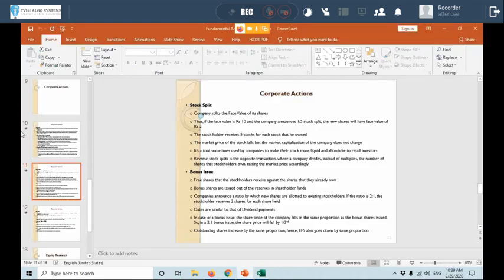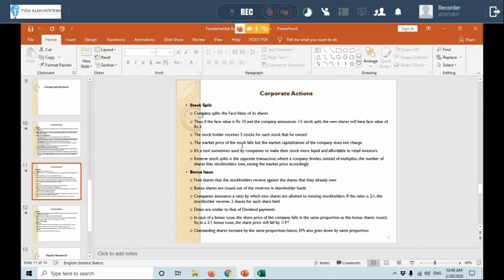So this is about stock split. The company splits the face value of its shares. Suppose the face value is 10 and the company announces a 1:5 stock split. The new shares will have a face value of 2 rupees. The stockholder will receive 5 stocks for each stock, because earlier he had a 10 rupee face value stock. Now, since the face value has reduced to 2, his number of stocks will increase accordingly. So he will get 5 shares.